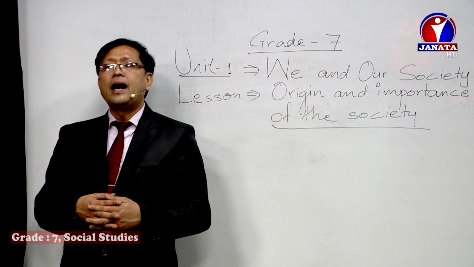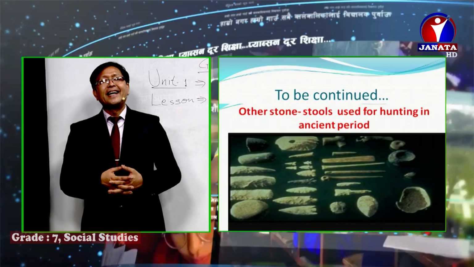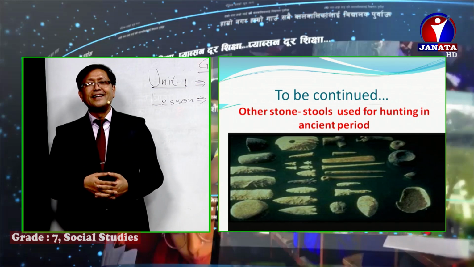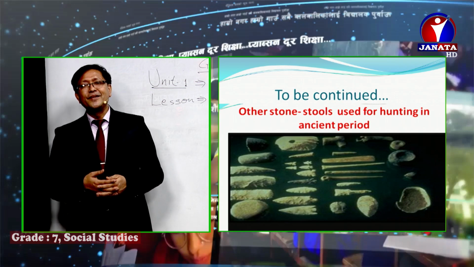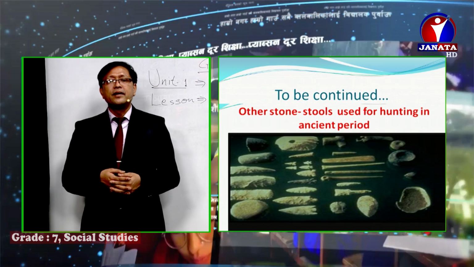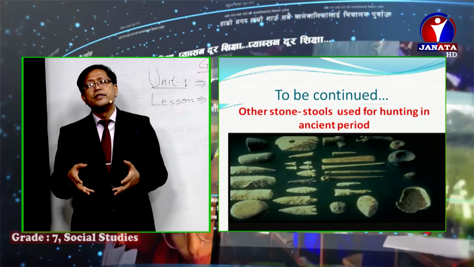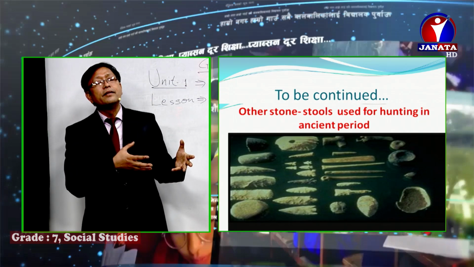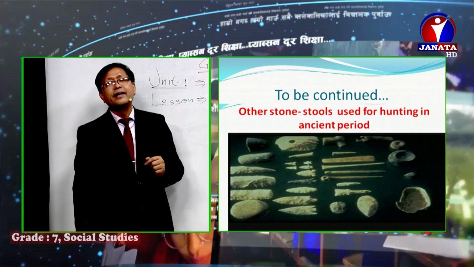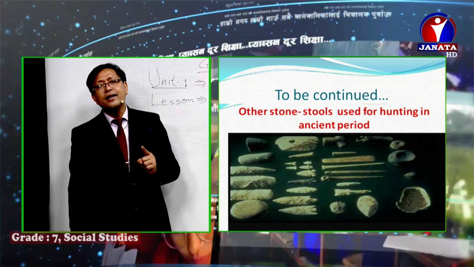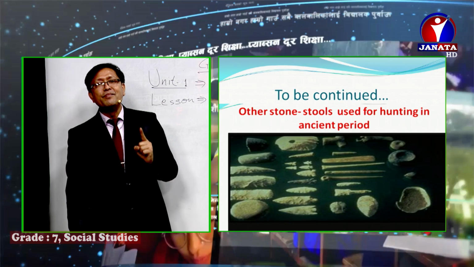Now look at it, I'm displaying some stone weapons people would use in the ancient period. Did you see in the image? Oh my God, see what type of weapons they would use? Using these weapons, my dear boys and girls, they would hunt the animals for food. I think you are getting my point. I'm speaking slowly and using very simple words so that you may understand.